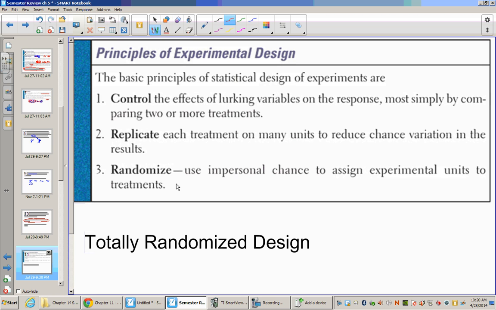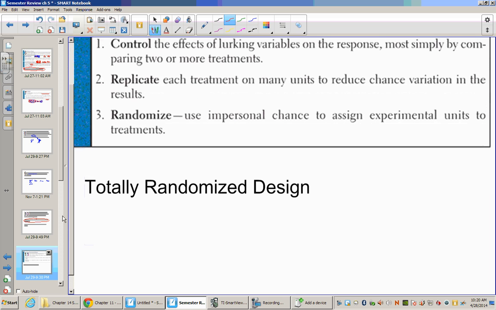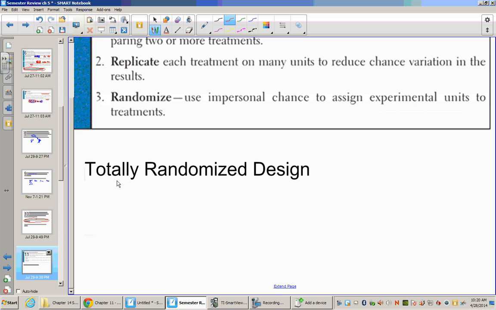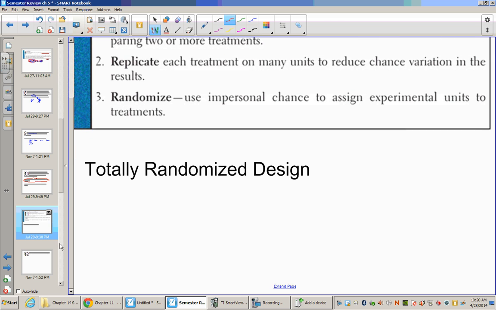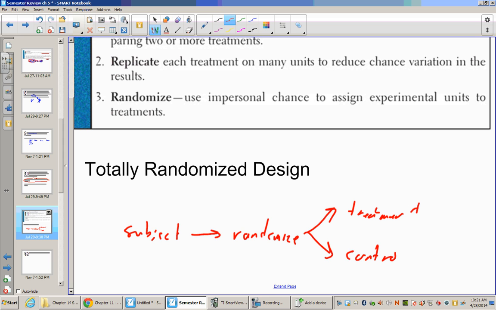You want to randomize also. To randomize is to use impersonal chance to assign experimental units to treatments. The goal of randomization is to make sure you have groups that are pretty equal. Now to do a completely randomized design, we actually talk about it in a couple slides, but you take all your subjects and then you randomize them from here into your two groups. Say this is the treatment, and down here is the control, and then you want to compare to see what happened.